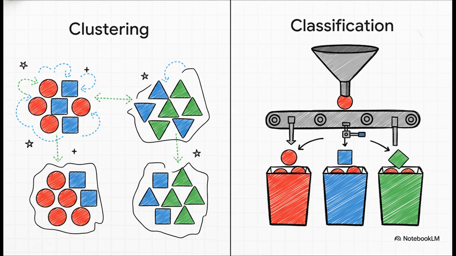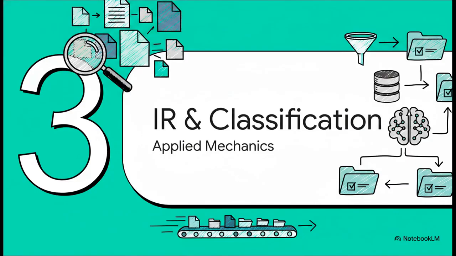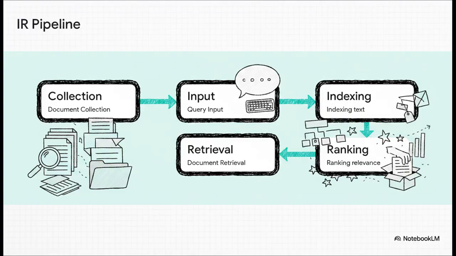The rest of the list rounds out with search and information retrieval, web mining, information extraction, natural language processing for low-level understanding, and finally, concept extraction. Section 3, information retrieval and classification logic. Now that we know the broad areas, let's zoom in on the applied mechanics.